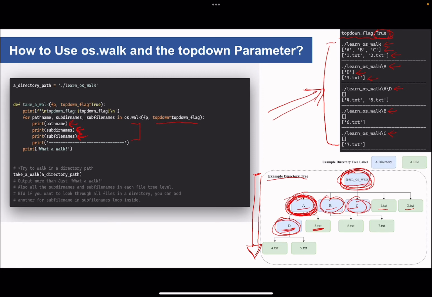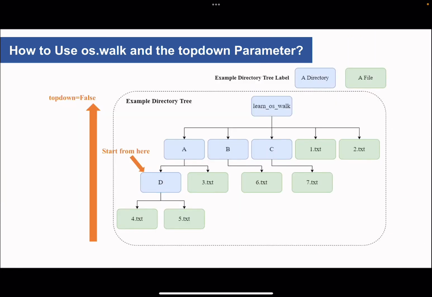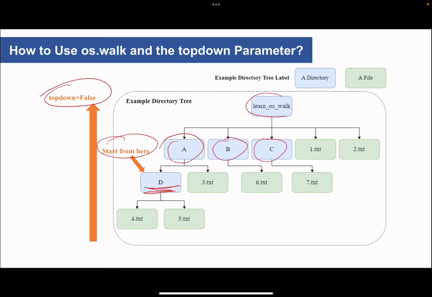Now let's take a look at another scenario. If we set the top-down to be false, what will it be like? How will os.walk work under this scenario? Basically, it will start from here, D, and then it will go all over from here to here, to here, to here, and finally the root here. It will just start from the very bottom and go to the top.